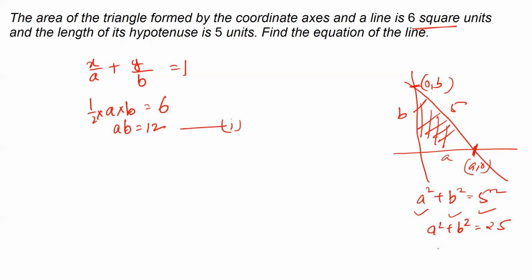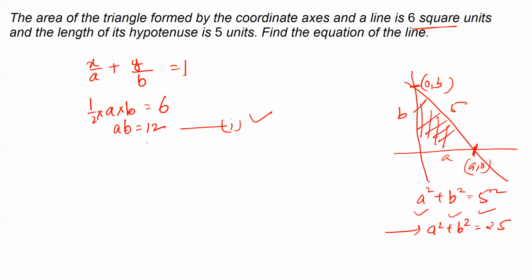So now all we need to do, we have two equations. This is the second equation. This is the first equation. All we need to do is solve these to find out the values of a and b, and just plug them in here and find out the equation. Again, you may get more than one equation. So let me help you with the solution.